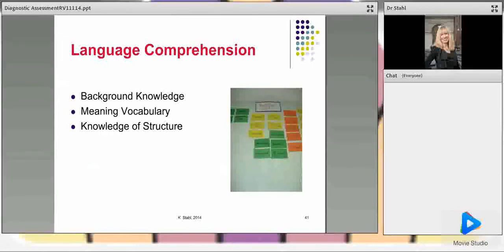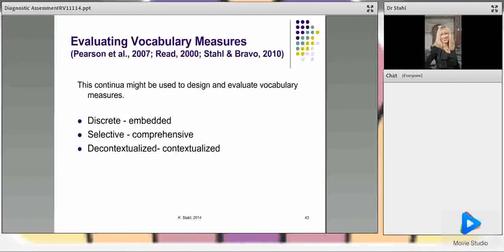So if we think back to our cognitive model, and now we are moving to that middle pathway of the language comprehension, and that middle pathway in our model combines background knowledge, and meaning vocabulary, and knowledge of structure. How stories are structured, the structure of a narrative. It has a particular structure. Informational text has a different structure. These are all things that we also need to be able to assess and identify.